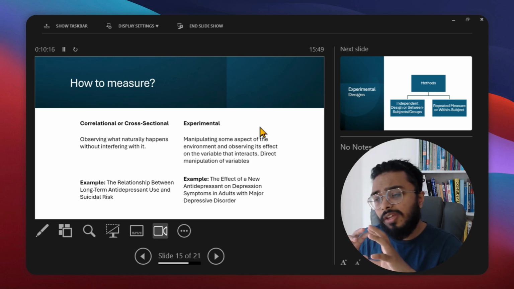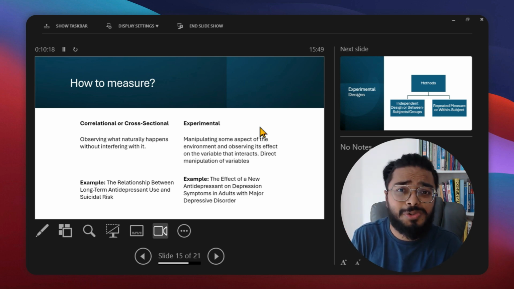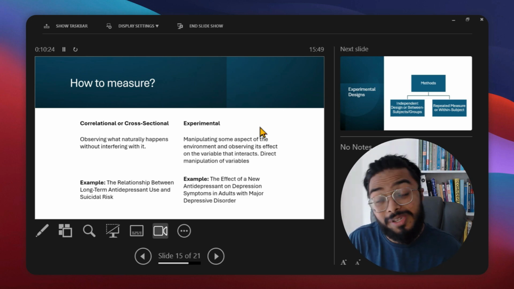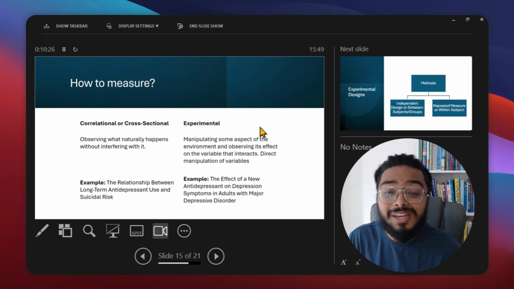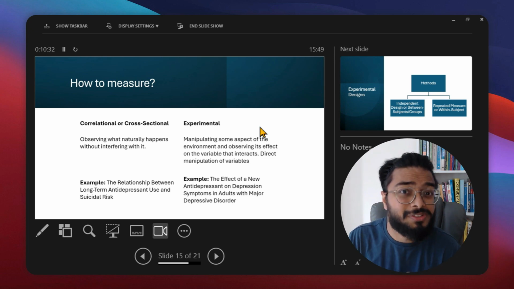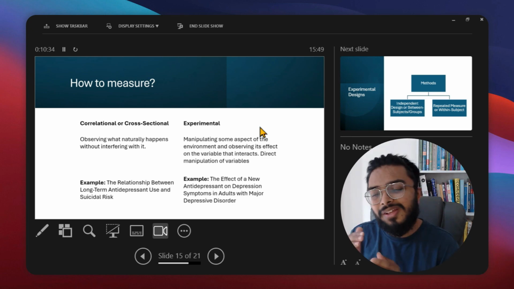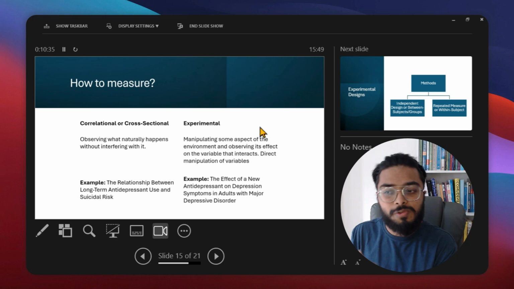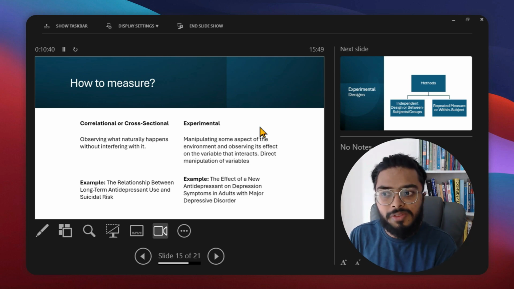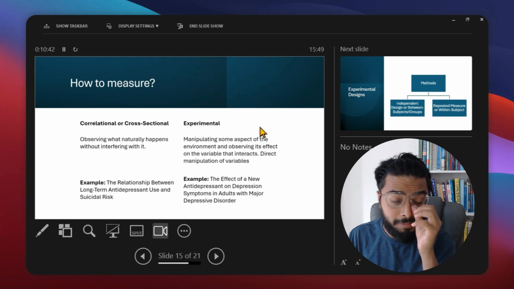Okay, it would be highly unethical for you to administer antidepressant drugs to study whether patients get more suicidal. That's unethical, right? So you cannot do that kind of research. You cannot put your participants at risk intentionally. So you will do this kind of research with surveys. There can be other examples as well.